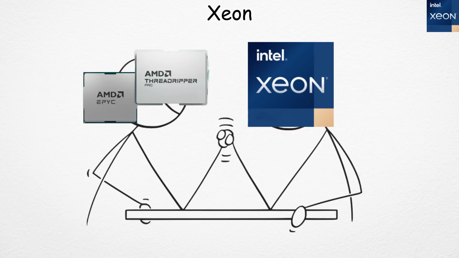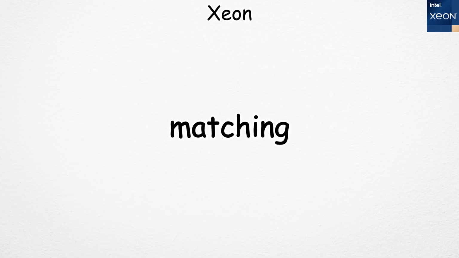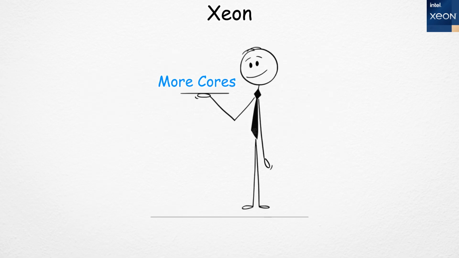In recent years, AMD's EPYC and Threadripper lines have challenged Xeon strongly, often matching or beating performance while offering more cores for the money.